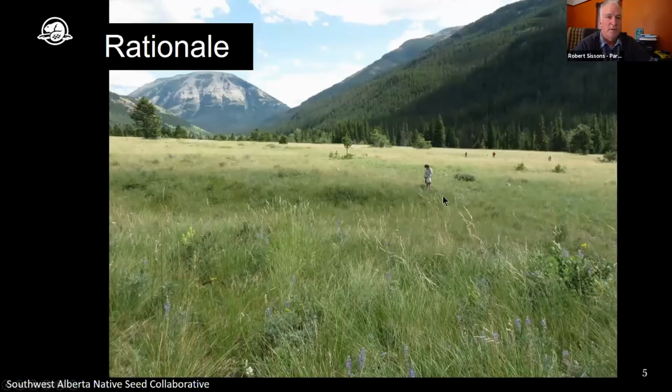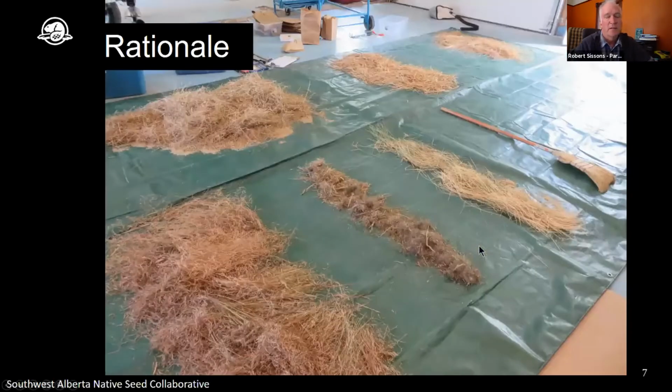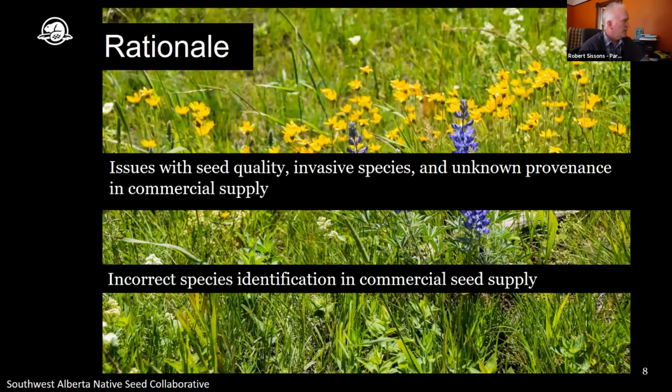So even though our current methods of collecting by hand, either singly as we can or with volunteer groups, can still have some tangible results, ultimately, the volume of seed we can collect using this process or on our own is limited. Additionally, issues with seed quality, invasive species, and unknown provenance in commercial supply is affecting our effective restoration.